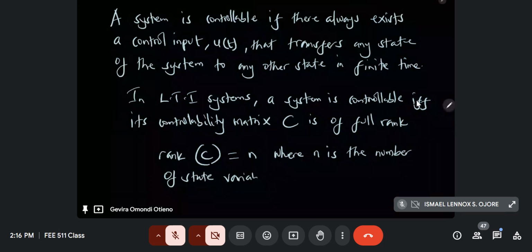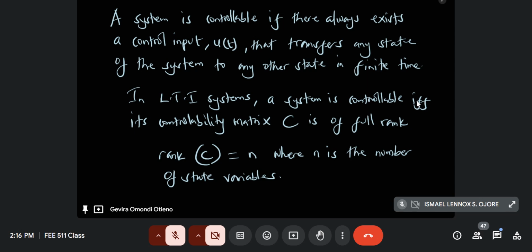In other words, n is the same order as the differential equation that describes the system completely. Okay, so for example, if you're dealing with a second order differential equation, that's a second order system, so the number of state variables would be 2. So if the controllability matrix, which I'm going to introduce shortly, is of order 2, then that system is said to be controllable.